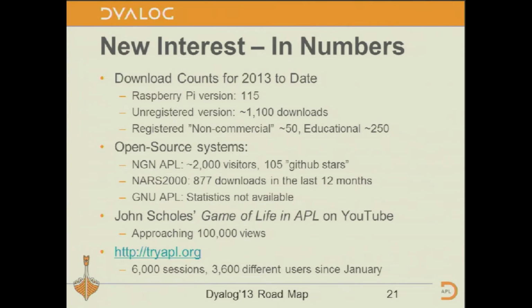So personal users who actually paid money for the interpreters, about 50 for personal use, and educational licenses, 250. We can now see an impact of both TryAPL and the unregistered version probably stealing some of the educational licenses. People aren't registering for those anymore. And I talked to the guys doing the open source systems, and they gave us some numbers as well. So, there's a fair amount. It's probably some of the same people going around again.